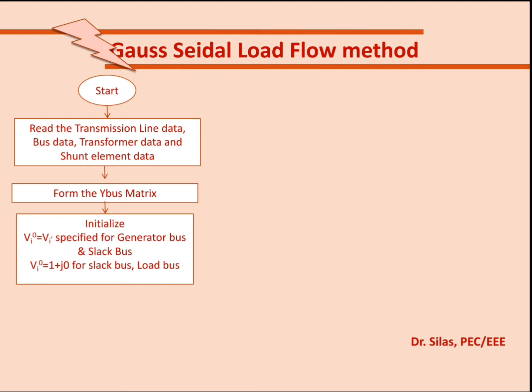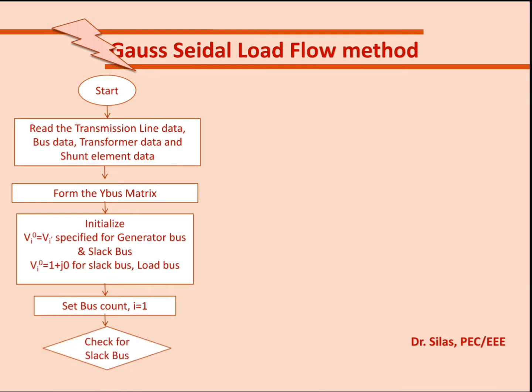The second step in the Gauss-Seidel load flow method is the initialization, in which you initialize the voltages of the generator bus, slack bus and the load bus. For the generator bus, the initialized voltage is the specified voltage. Similarly for the slack bus, it is the specified voltage, and for the load bus, it is 1 plus j0. Now set the bus count as 1 for the first bus you are considering.